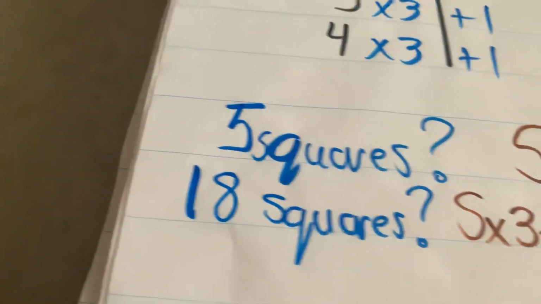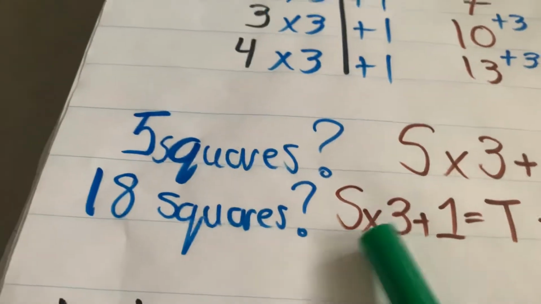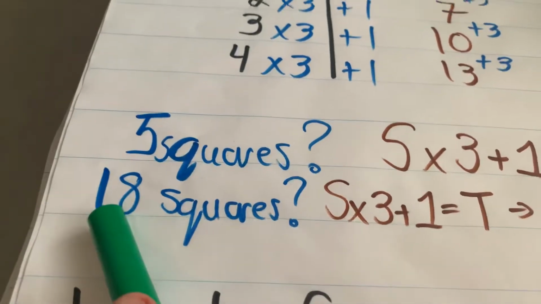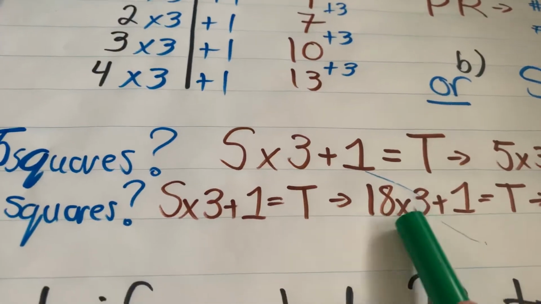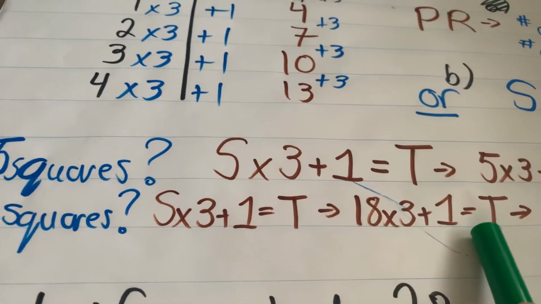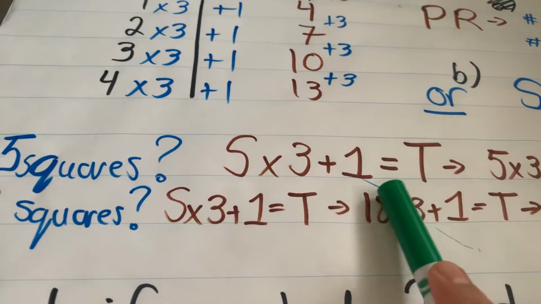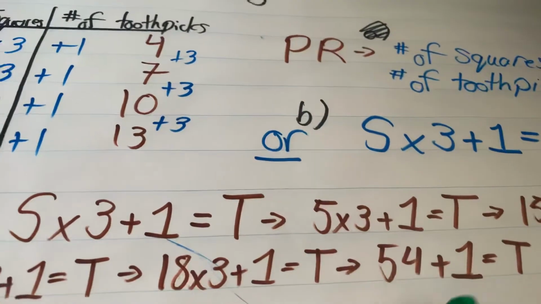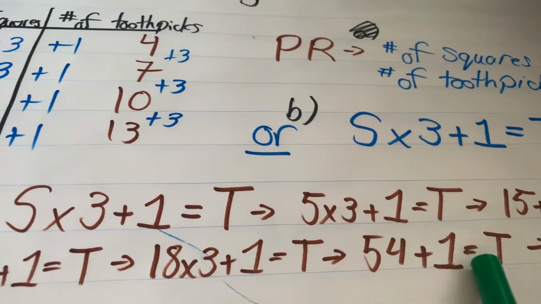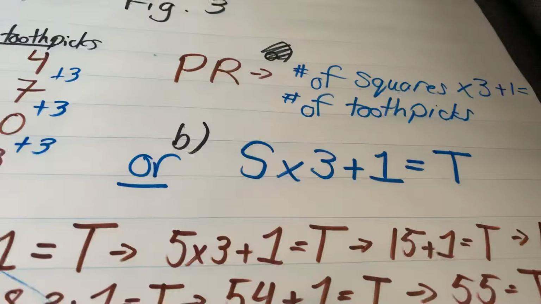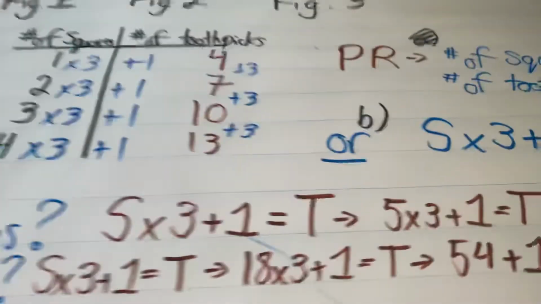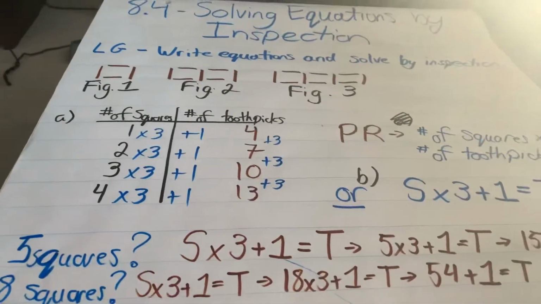What if I have 18 squares, or the 18th figure? Well, I have my algebraic expression, S times 3 plus 1 equals T. Now all I need to do is take out the S, put in an 18, so it looks like that. 18 times 3 plus 1 equals T. Order of operations tells me I need to do multiplication before I do addition. So 18 times 3 is 54. 54 plus 1 equals T. 54 plus 1 is 55, so 55 equals T. All right? This right here is what we've been doing so far anyway, so nothing too crazy there.